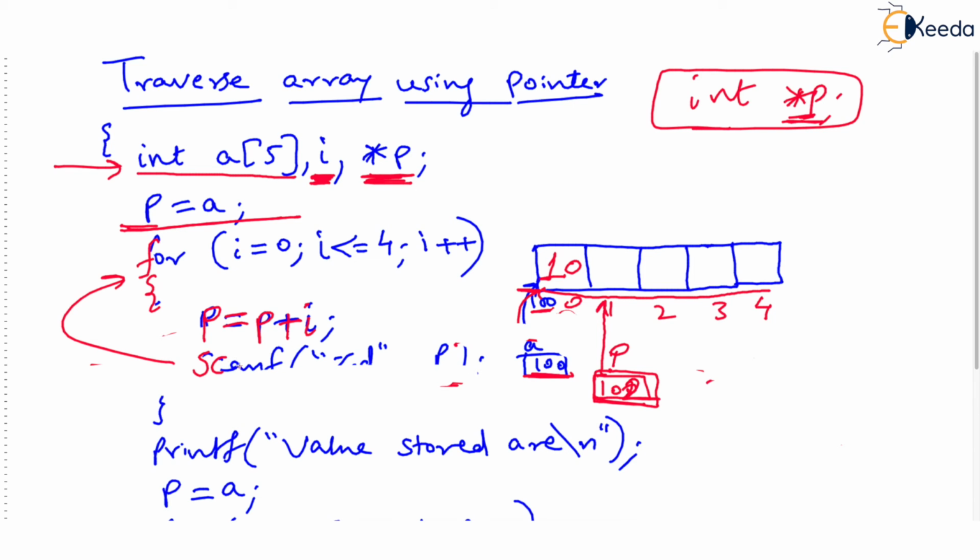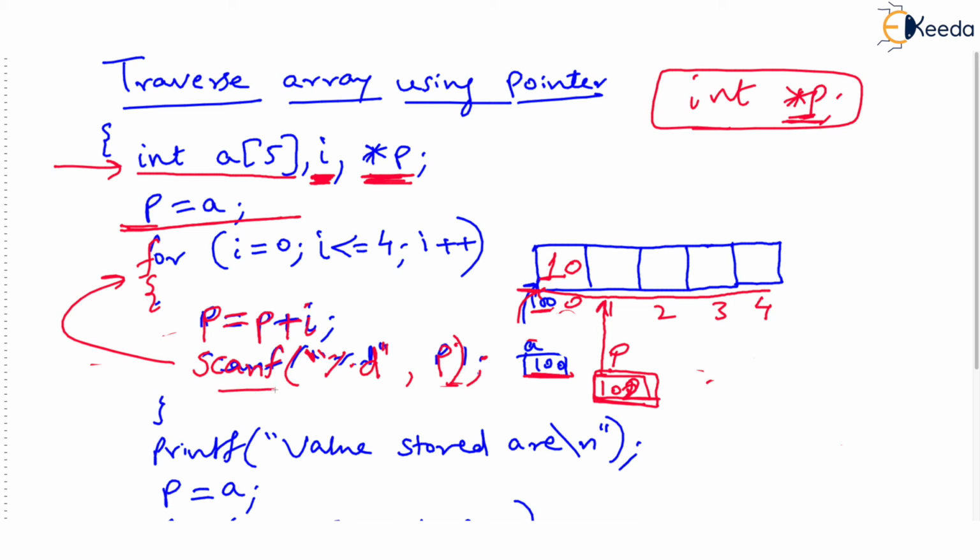Now just check, what will this scanf mean? I am just rewriting the scanf: scanf %d, comma p. Sorry for the shabby work, but just manage this. What will the same scanf mean?